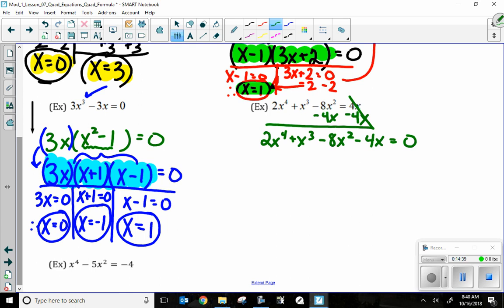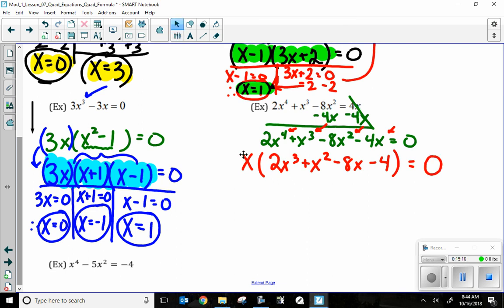Good deal. Can I take out a greatest common factor? Yes, I can. I can take out an x. So if I take 1x out, that means all of these x's are going to reduce by 1. So I've got 2x cubed plus x squared minus 8x minus 4 equals 0. So I cannot take out any more greatest common factors.